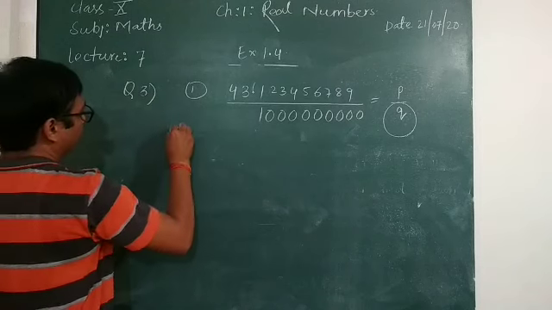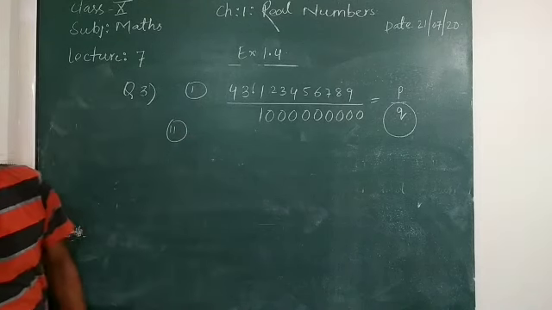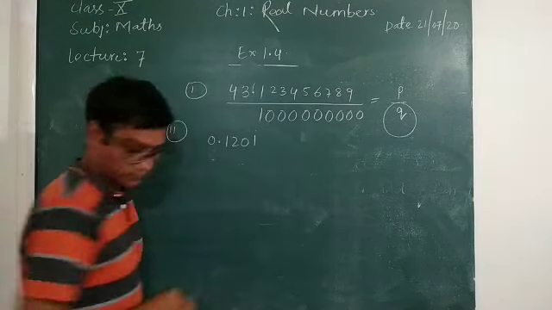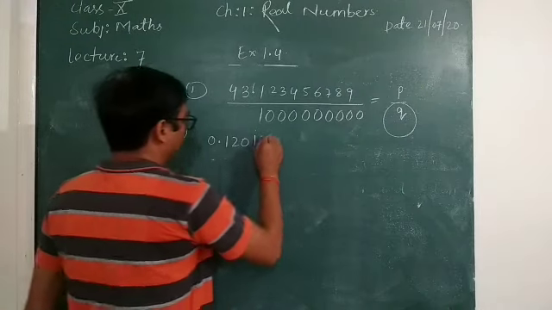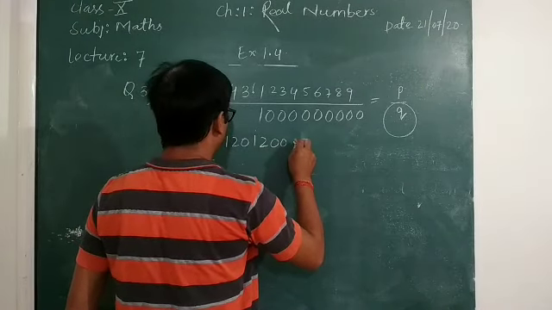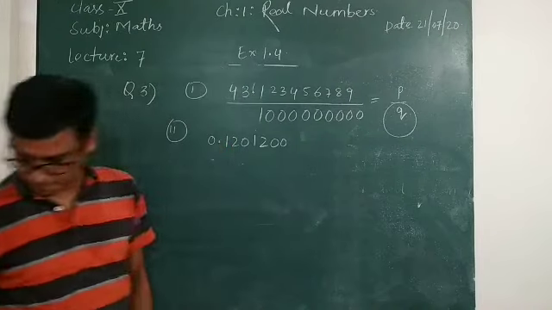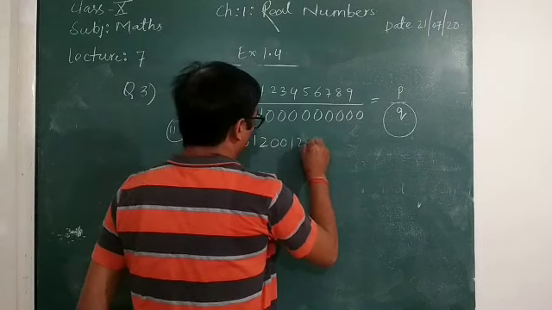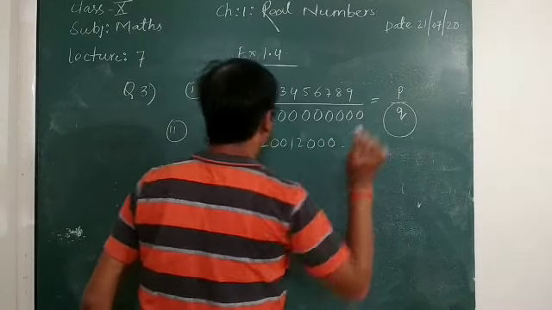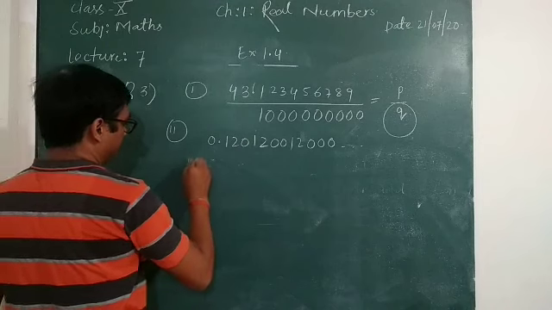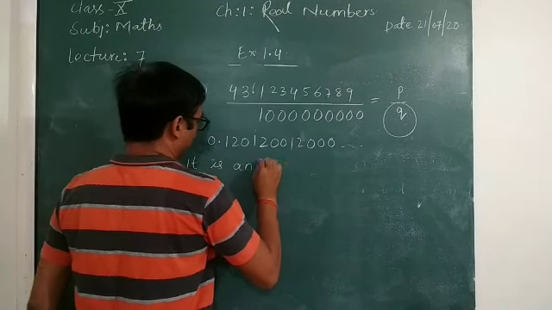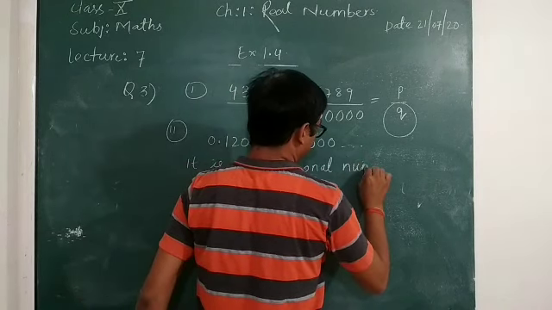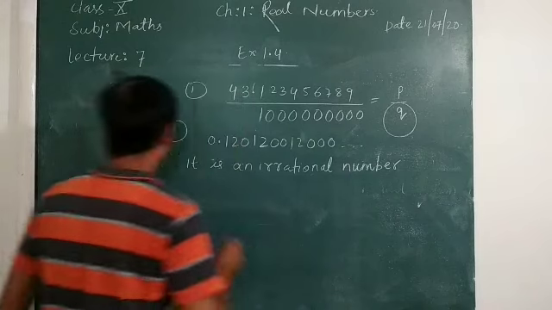Second question, second option in this is here 0.1201200120001 and then 2 0 0 0, likewise it is increasing. So it is an irrational number.